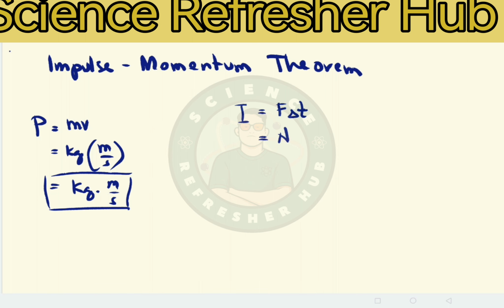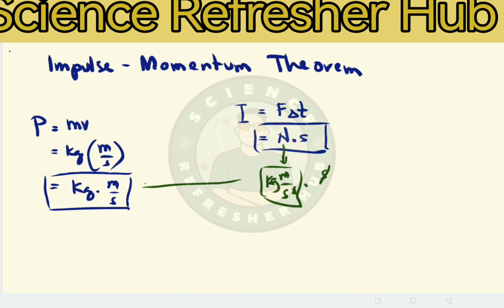Force is Newton, and then time is second. So we'll have Newton second as the unit of impulse. But yeah, they are related, so they must have the same unit. Try to look at it. Newton is written as kilogram meter per second squared multiplied by seconds. So seconds will be cancelled. So if you notice, same unit.